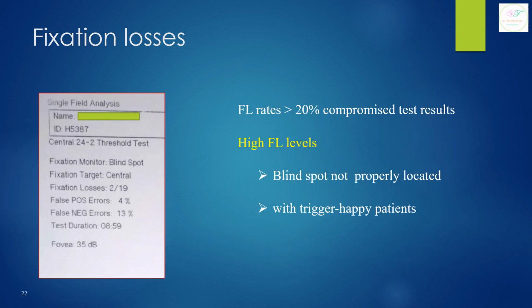Next thing you are going to see in the visual field report is the fixation losses. Fixation losses here are 2 by 19, which is a good amount, because if fixation losses are more than 20%, then the test is compromised and you have to question its validity. Anything with more fixation losses, the report interprets with a double cross. High fixation losses are usually seen when the blind spot is not properly recorded or in trigger happy patients.